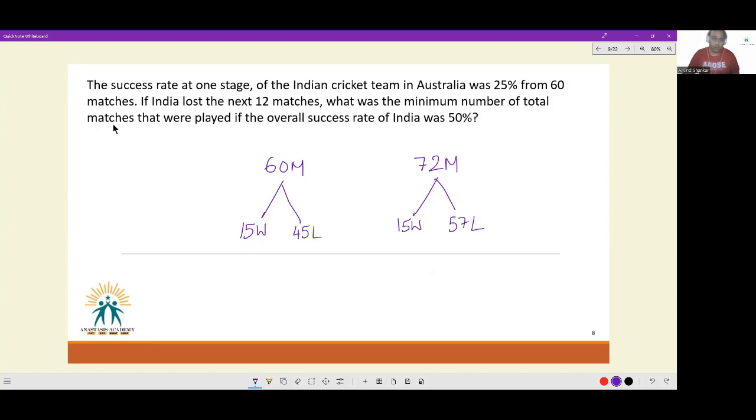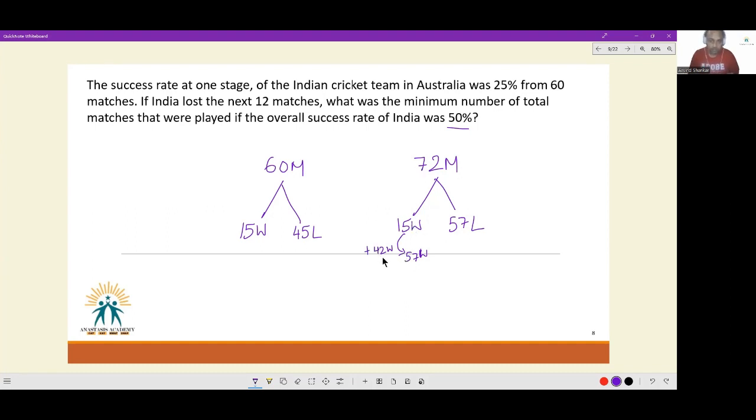What was the minimum number of total matches that were played if the overall success rate of India was 50%? If the overall success rate of India was 50%, the number of victories and number of losses have to be identical. So, in order to reduce the number of matches, we would want India to win all their subsequent matches and reach from 15 wins to 57 wins. Or we need 42 more wins.